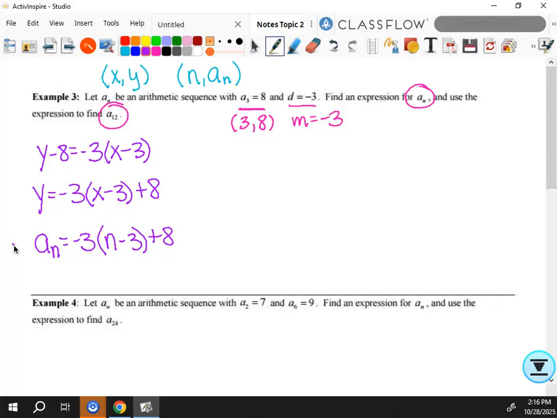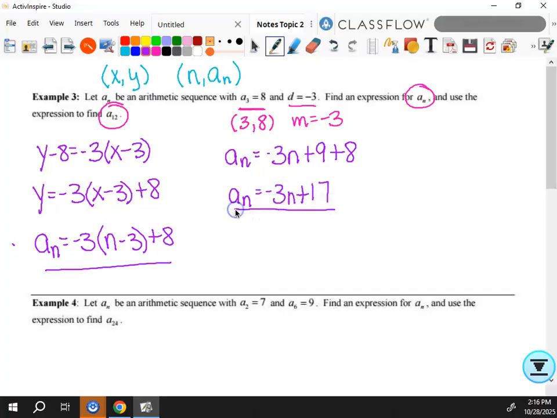All right. So if you're doing this and it's free response, you stop here, don't do anything else so we don't mess anything else up. But I could have the answer in another form. You could have either one. So if I keep going and I distribute, I'd get a sub n equals negative 3n plus 9 plus 8. So a sub n equals negative 3n plus 17. So basically that's the y equals mx plus b version of it.